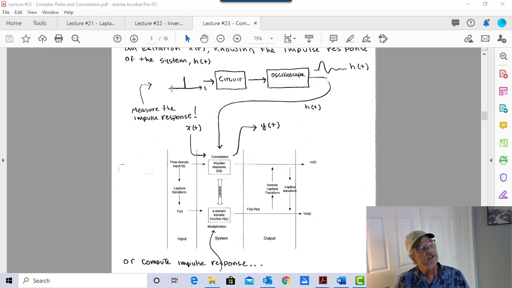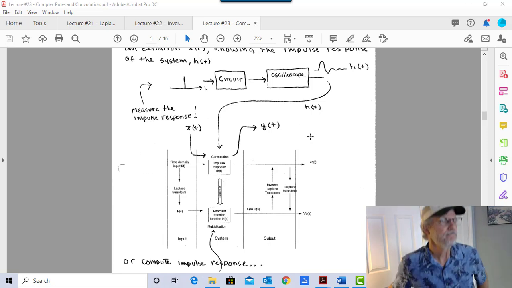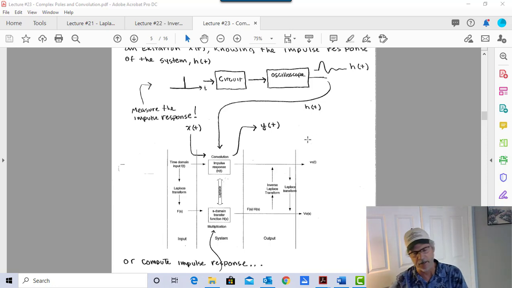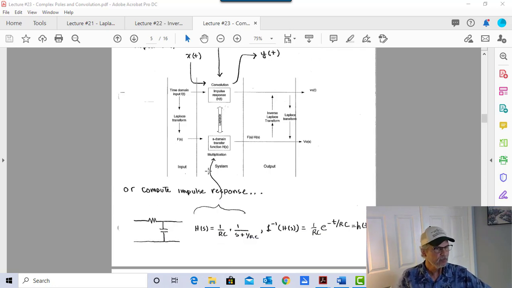So here's one way to get the impulse response. We measured it directly. Let's look at another way to get the impulse response. I'll give you a second to just think about it. Look at the roadmap. Here's another way to get the impulse response. Let's compute the transfer function and then take the inverse Laplace transform.